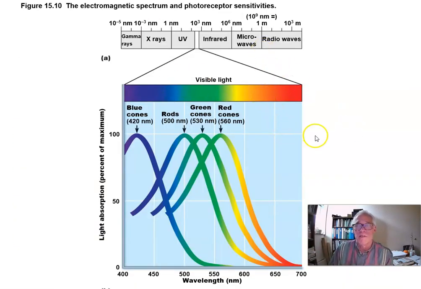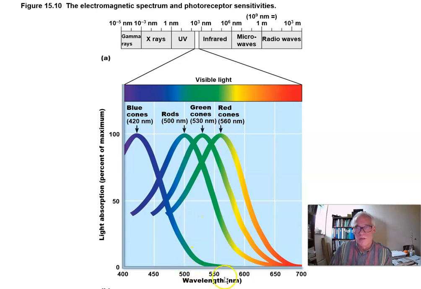Why do we have this graph? This is to illustrate that there are actually three families of cones. Not all cones are created equal, and the different families of cones have preferential or peak wavelengths of absorption.